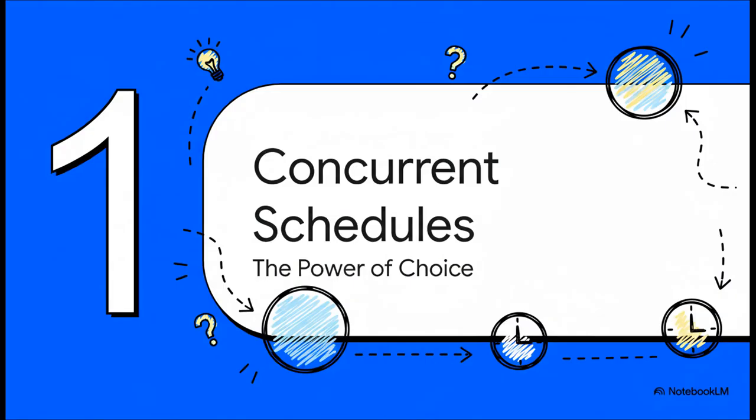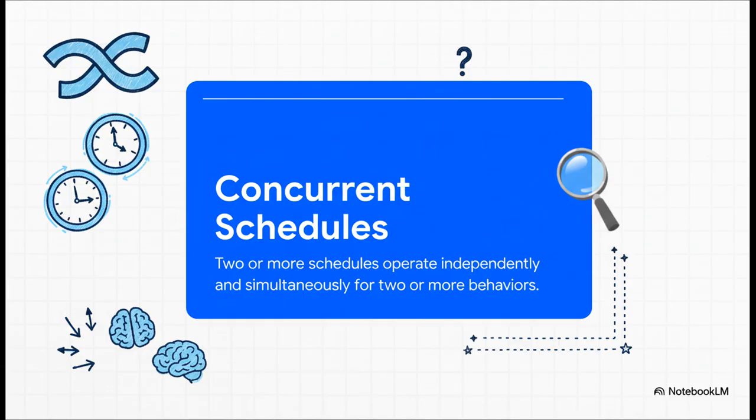So let's start with that first decoder question, simultaneous or successive. Well, there's only one schedule that fits the simultaneous bill, and that is the concurrent schedule. This one is all about the power of choice. So a concurrent schedule just means you've got 2 or more schedules for 2 or more different behaviors, and they're both available at the exact same time. The learner has to actively decide, okay, where do I put my effort right now?